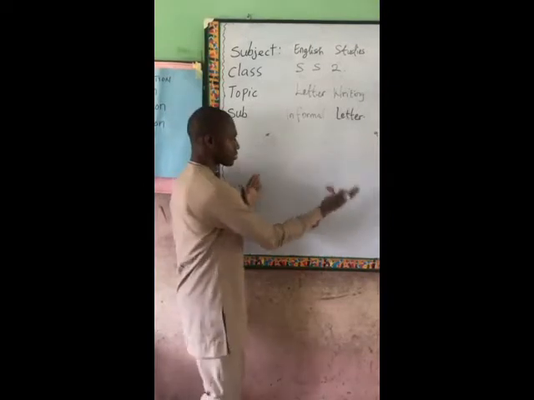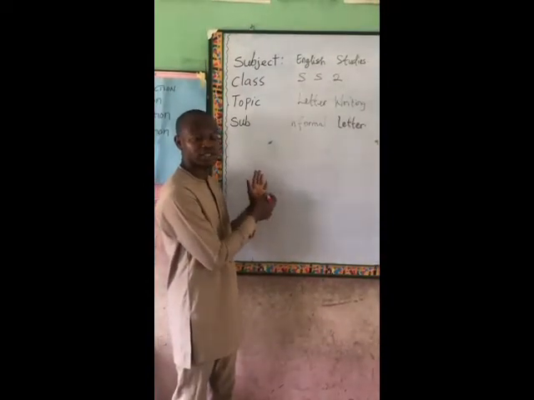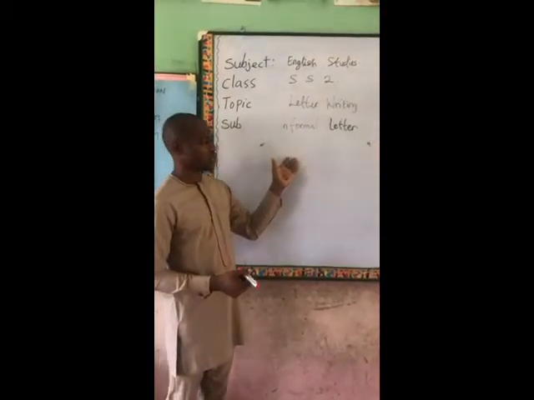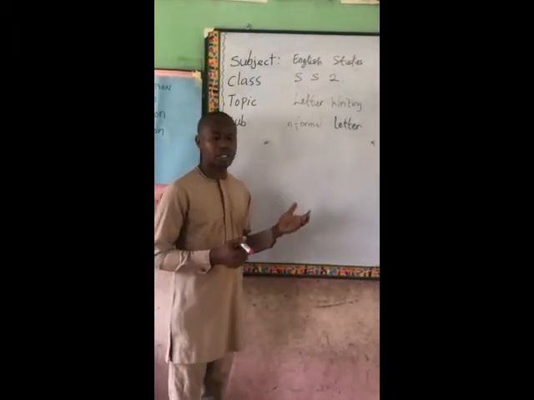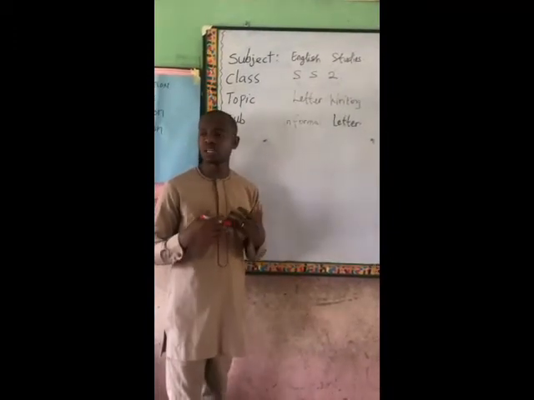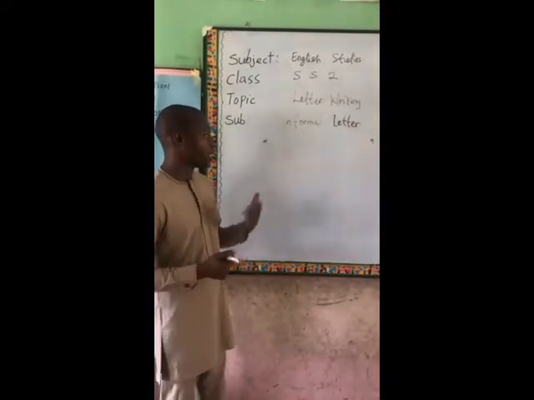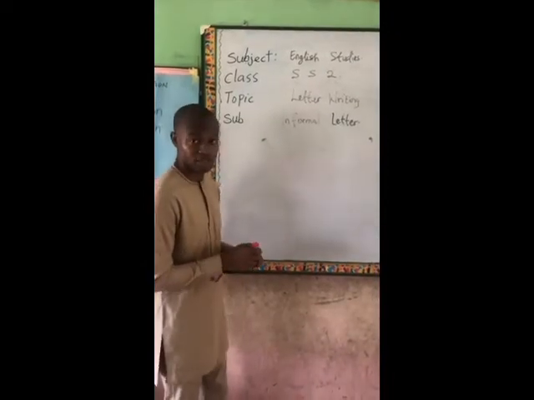Now, let's put it out here and see how we can write an informal letter. Let's start with the address first of all. If I'm writing a letter to my friend who is at home, who has not been going to school, and I want to give him information, I want to gist him on what is happening in my area, I'll have to use my own address. Let's imagine that my address goes like this.